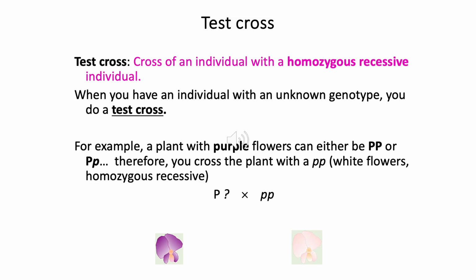So I want you to use this as your class activity. You have to predict the answer for this test cross, and I want you to justify why we need to cross with homozygous recessive only, but not heterozygous or homozygous dominant. So please justify your answer.